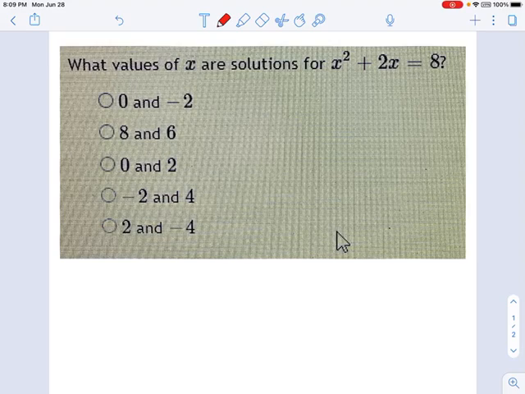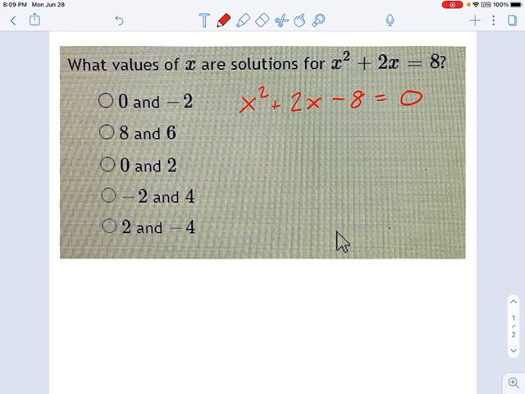This problem is asking us what values of x are solutions for this equation, x squared plus 2x equals 8. And there's two ways you can approach this, two main ways. I think the most common way would be to factor the equation. And if you remember, when you factor something, you generally first put every term on one side. So I'm going to subtract 8 from both sides, so I get 0 on the right.